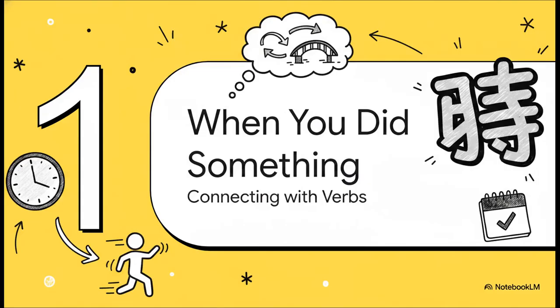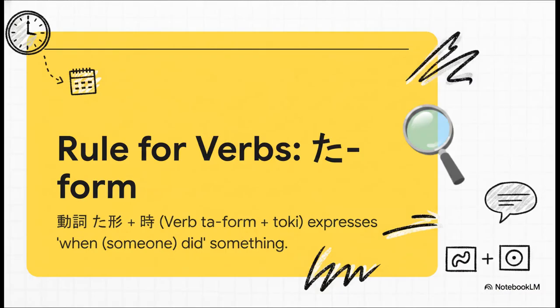Okay, so let's start with the big one, the way you'll use this most often, talking about actions. This is for when one thing you did sets the stage for something else that happened. There's a specific pattern for this, and it's really the foundation for everything else we'll cover. And the rule itself? It's actually super straightforward. You just take the verb for that first action, put it into its past tense, that's called the ta form in Japanese, and then you stick toki right after it. That's it. That little combo creates the whole phrase, when I did something.